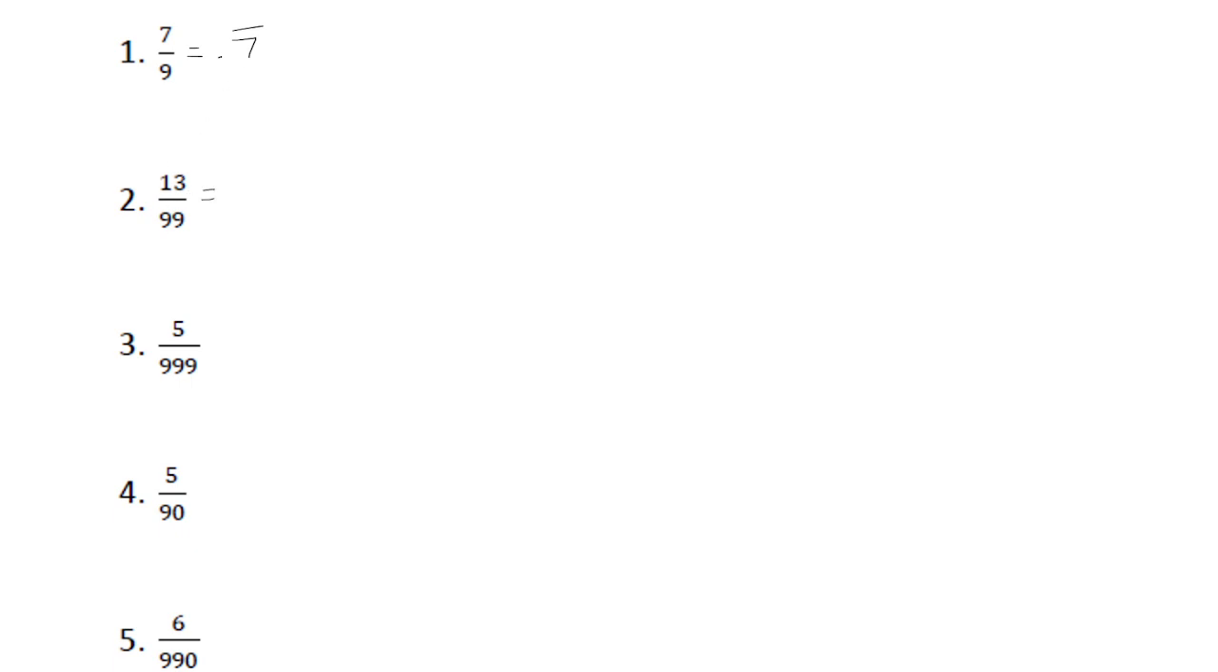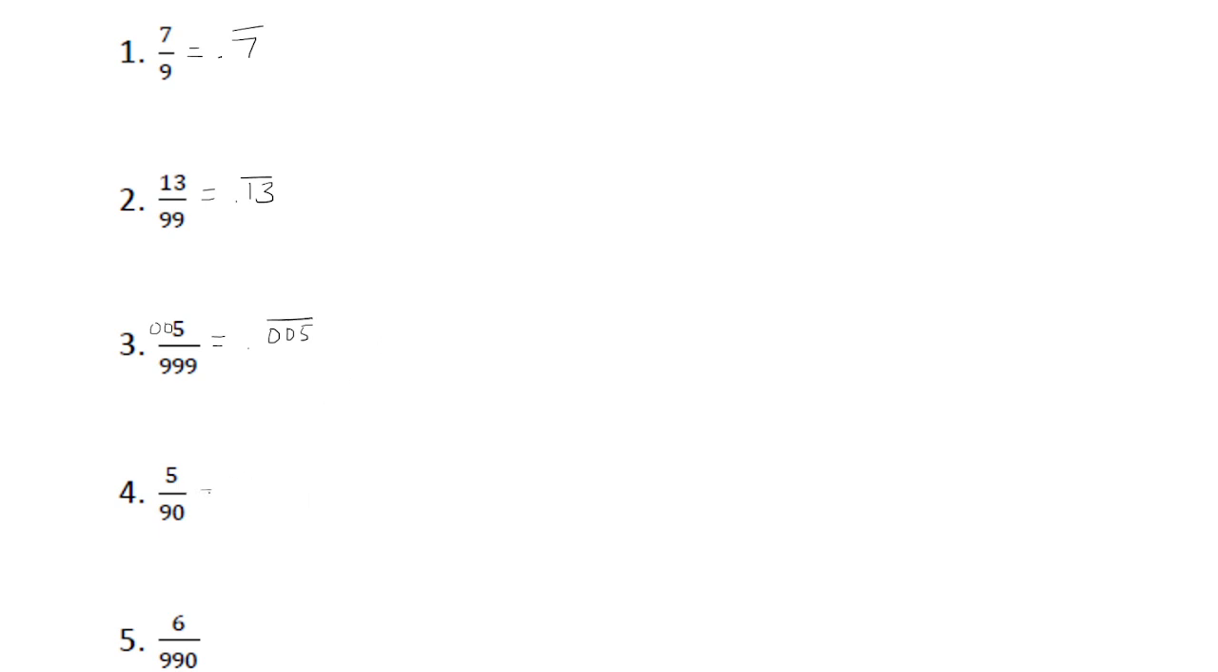For number 2, there's two digits at the top, two digits at the bottom. And because there's two 9s, we're going to have whatever's at the top repeating. For number 3, there's one digit at the top, three digits at the bottom. So in order to make three digits at the top, we're going to add two zeros in front of the 5. And that's what's going to be repeating.